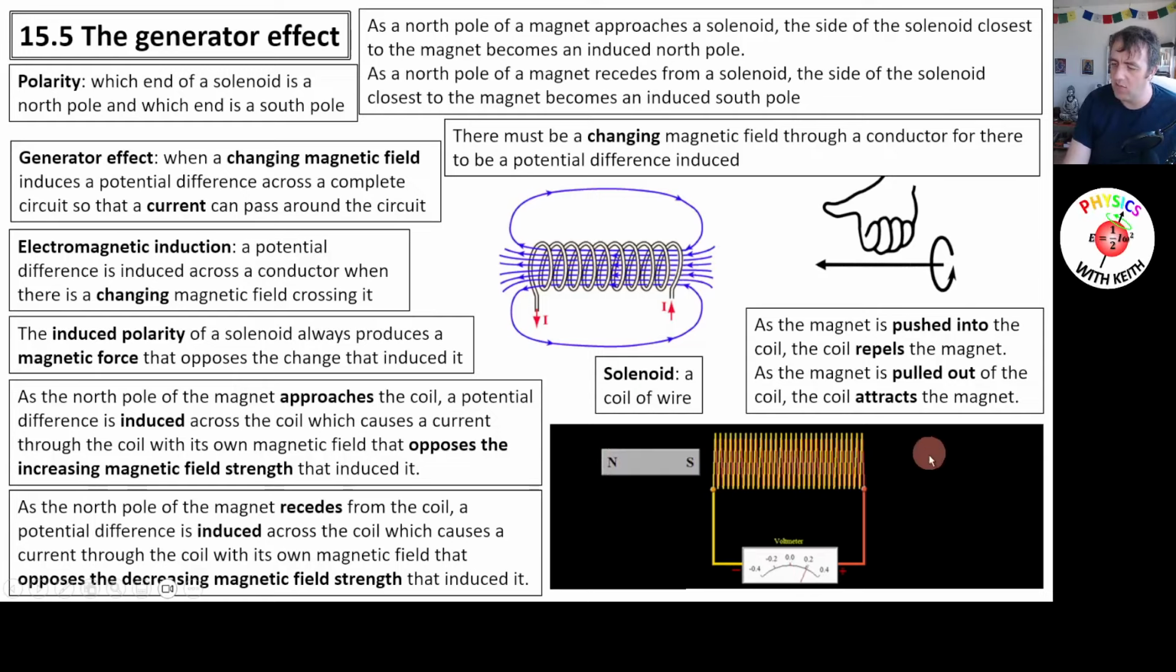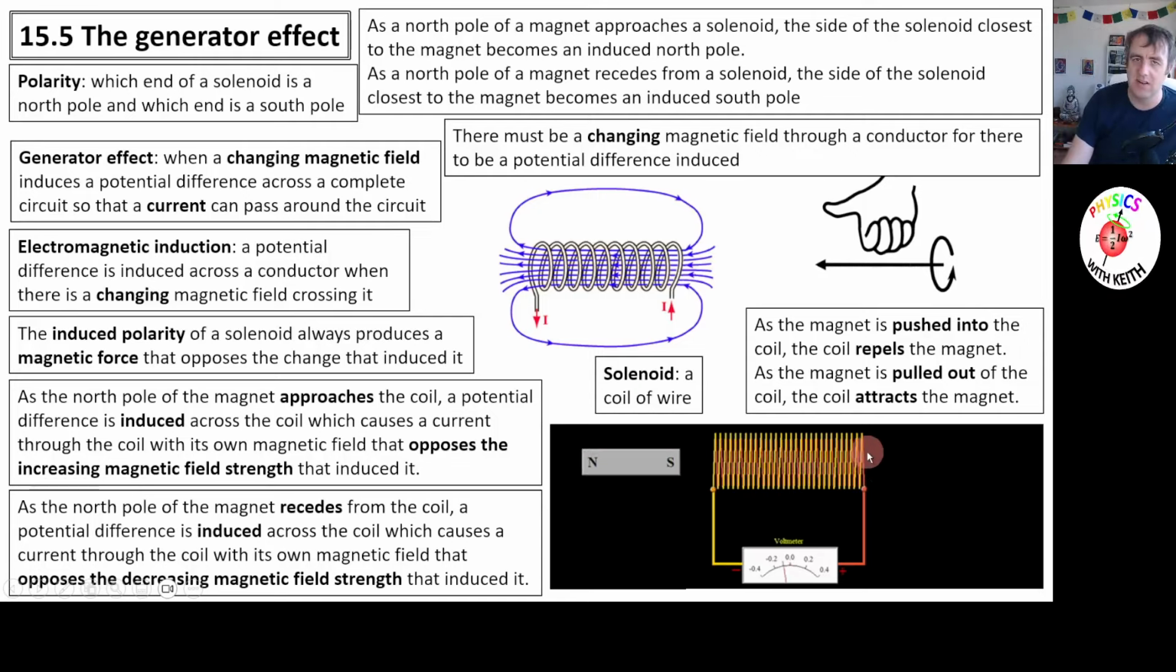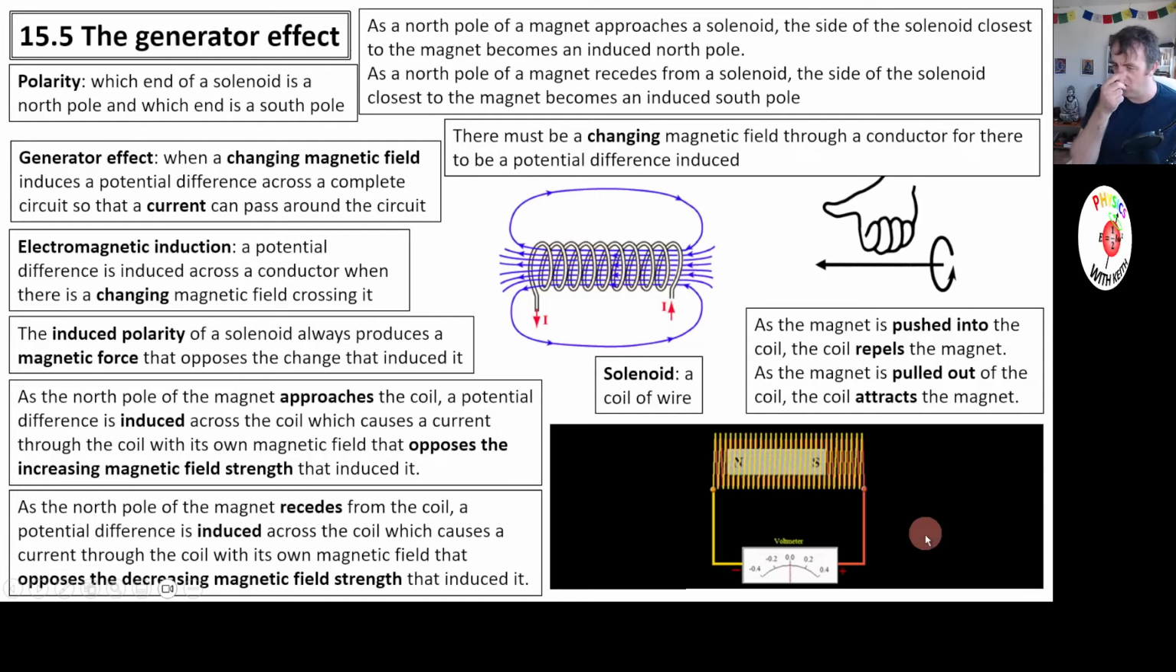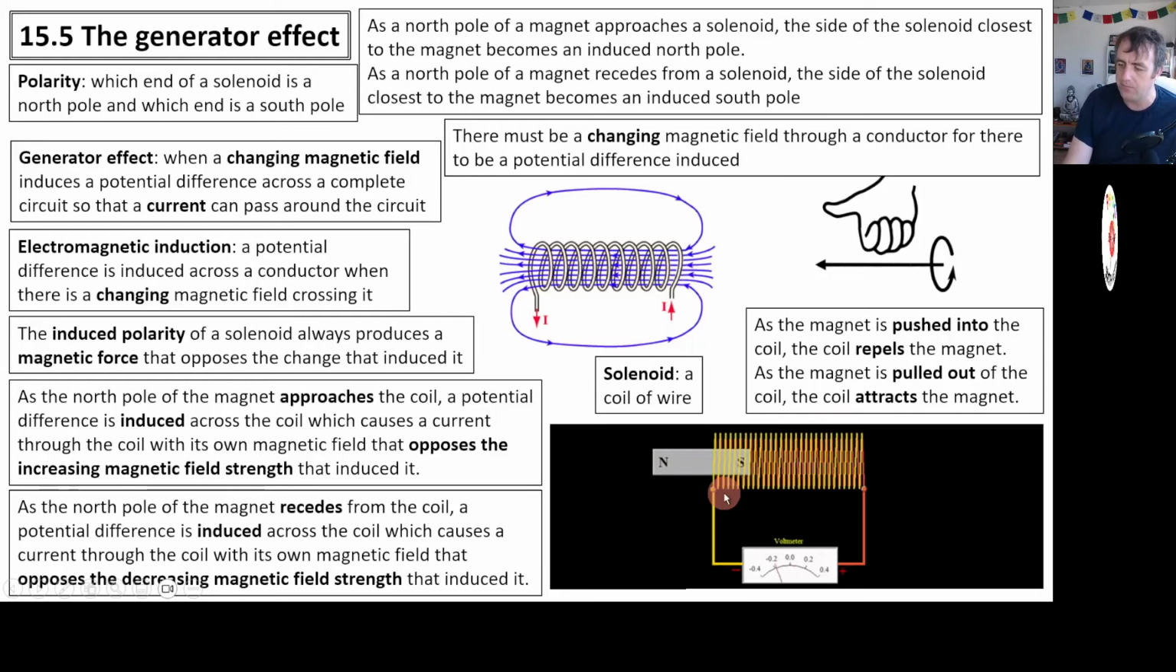And we could do all the same thing for the right-hand side, looking at the north pole. If the north pole approaches the right-hand side of the coil, then we have an induced polarity of north on the right-hand side. If the north pole is moving away from the right-hand side of the coil, then we'll have a south pole induced on the right-hand side of the coil. And it's all about opposing that change. The coil does not like the changing magnetic field.